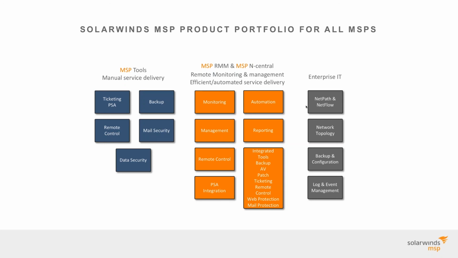And then sliding into the SolarWinds Classic space, we have enterprise IT tools for those people who need just a larger on-premise tool to do certain things for larger network environments. So we have NetPath and NetFlow, network topology, backup and configuration, as well as log and event management. So all of those things are available under the SolarWinds umbrella and can be used to make your MSP build those layers of security that we were talking about.